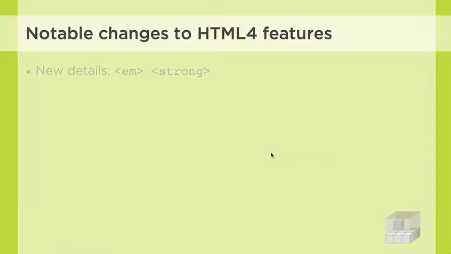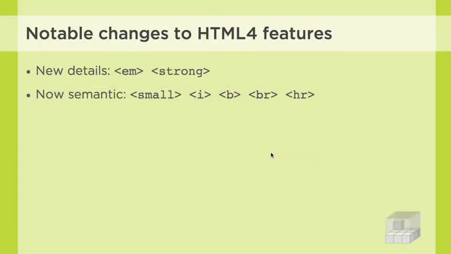So, notable changes to HTML4. In summary, we have new specific semantic details with em and strong. Em now means emphasis, you can nest it. Strong now means importance. The following elements that used to be purely presentational have been redefined to be semantic, which is a wonderful boon to all of us.